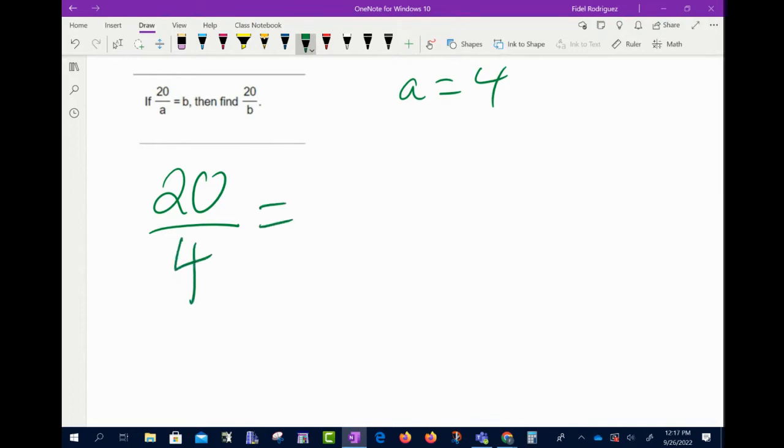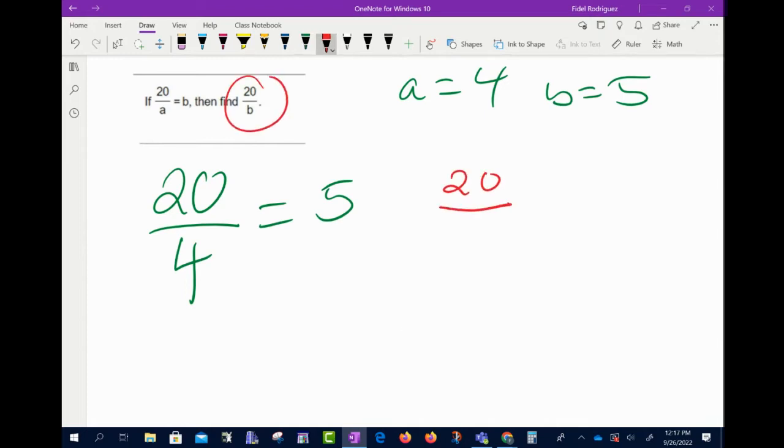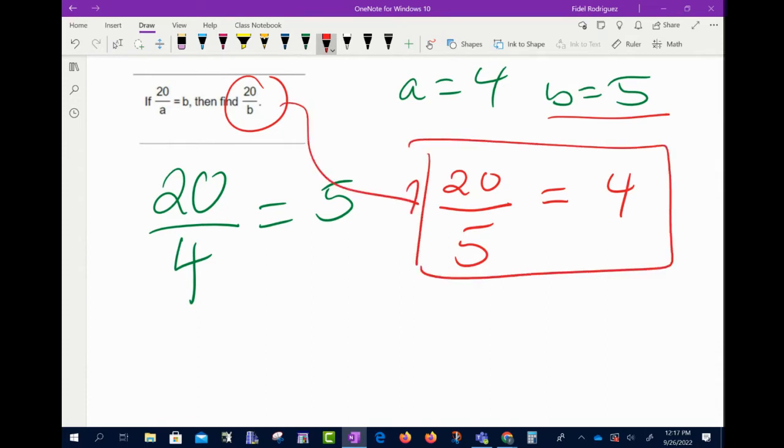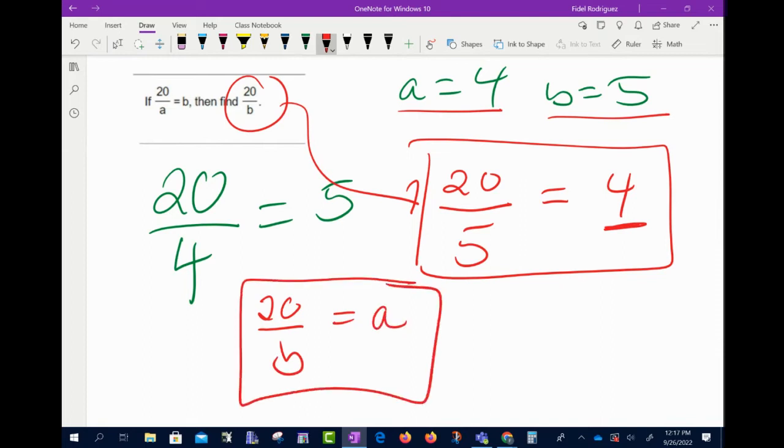And so 20 divided by 4, everybody agree that would be 5? Okay, so that's telling me that my number B is going to be equal to 5. So now let's take 20 and divide it by B, which is 5, and that would have to be equal to 4, right? So if this number 4 was really the number A, then 20 divided by B would just be whatever the number A is, right? And that's all it's telling me there, okay? All right.